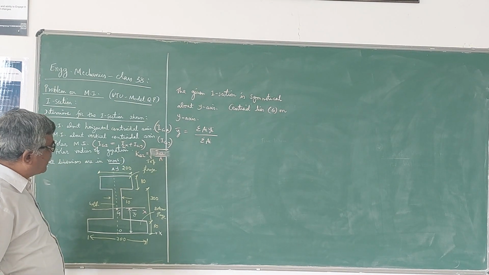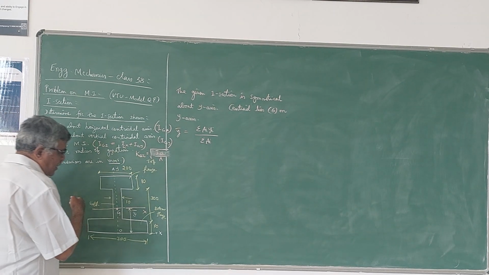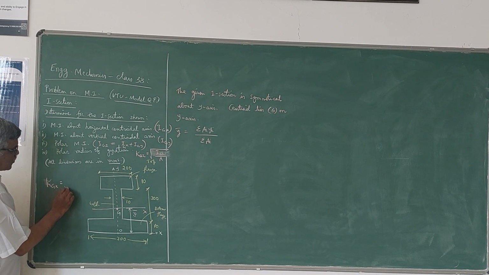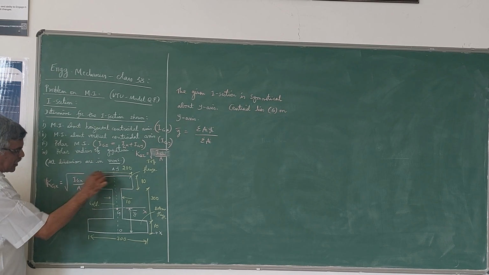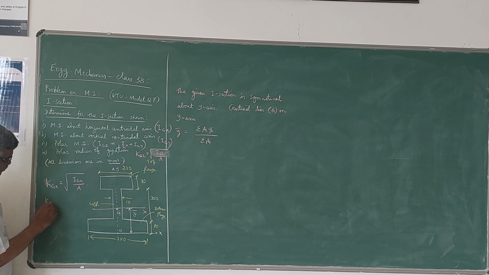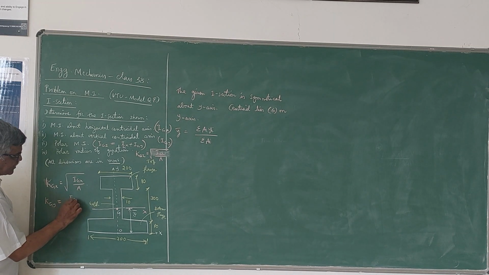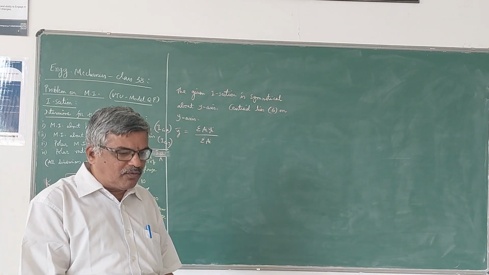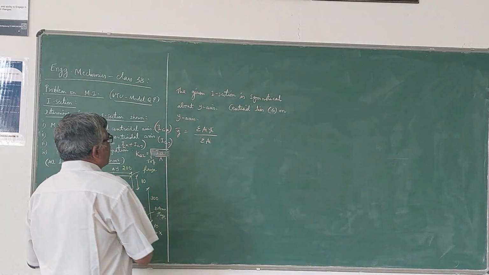If they ask you to find the radius of gyration about the horizontal centroidal axis, then it is KGX. KGX is equal to the square root of IGX by A, where A is the total area of the section. If they ask you to find the radius of gyration about the vertical centroidal axis, KGY, it is the square root of IGY by A. So these are the formulas we are going to use. Now the first thing is to locate the centroid, that is, to find the value of y bar.